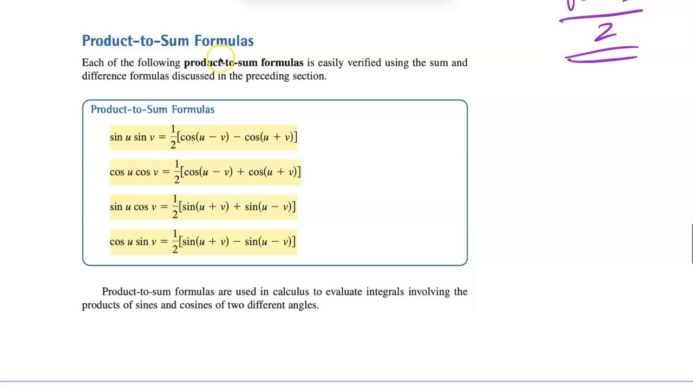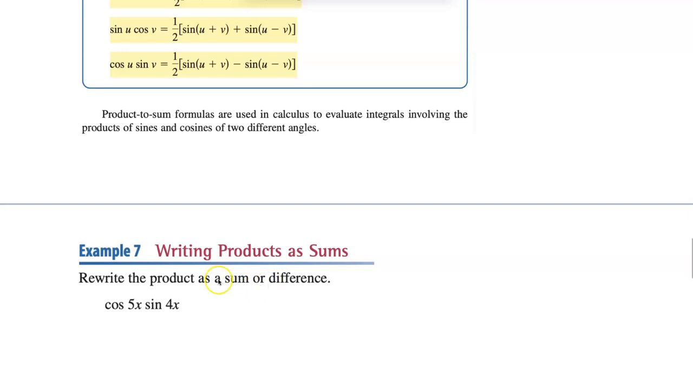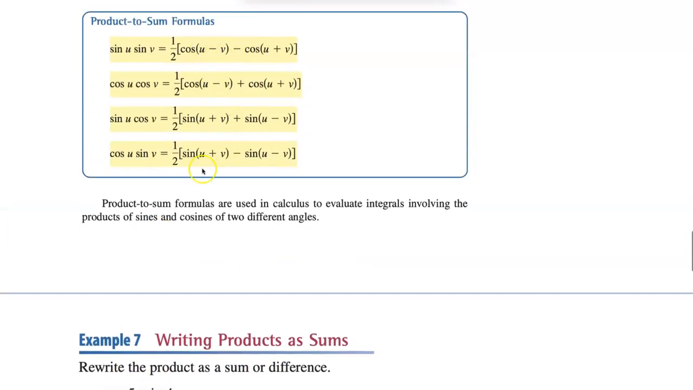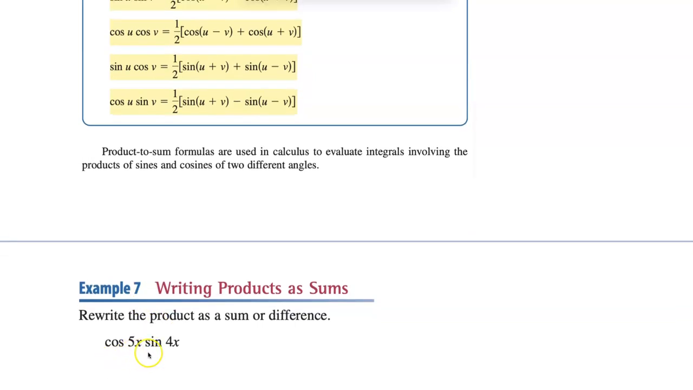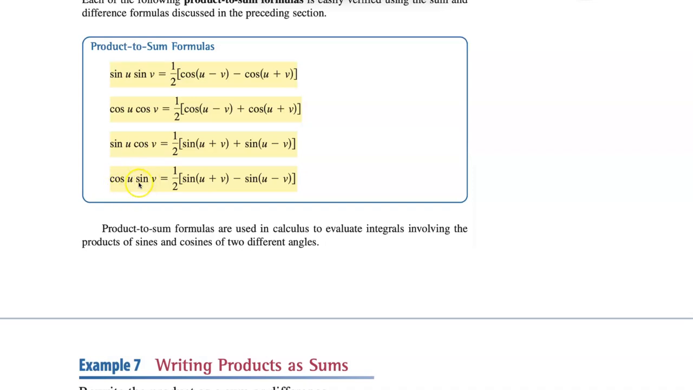We also have product to sum formulas. So if you have a product of angles, you could turn them into a sum formula. We use these a little bit, but not too much. Here's an example of it though. So we write this product as a sum or difference. So notice we're being multiplied. We want to write it as a sum or difference. So all we have to do is figure out which formula it goes with. So we have a cosine and a sine. So cosine sine is this last one here.